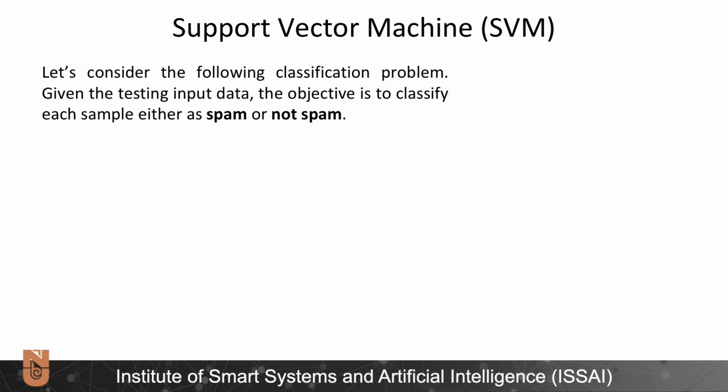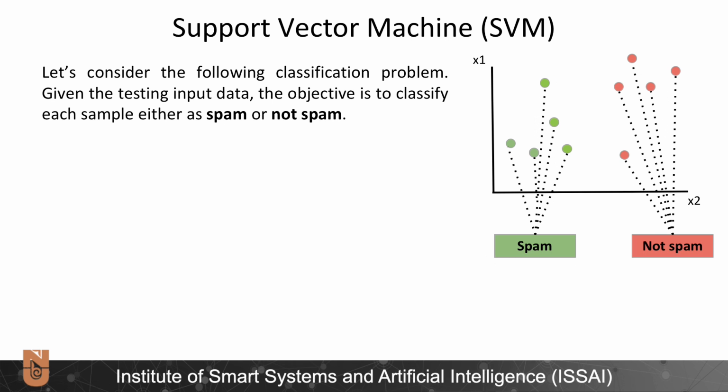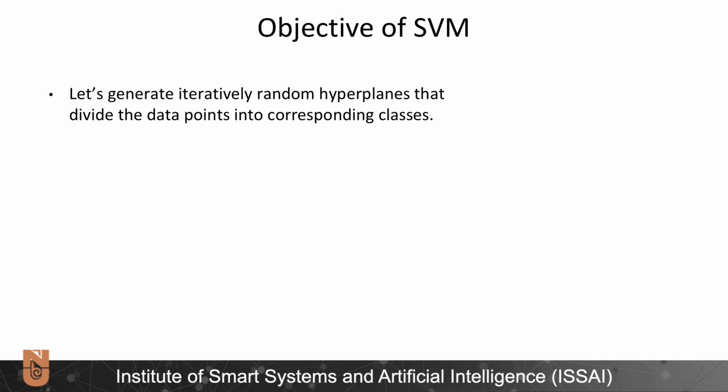Let's consider the following classification problem. Given the testing input data, the objective is to classify each sample either as spam or not spam. So in the figure we can see green and red points, which are spam and not spam. Now let's see how SVM approaches solving this problem. First, we iteratively generate random hyperplanes that divide data points into corresponding classes.